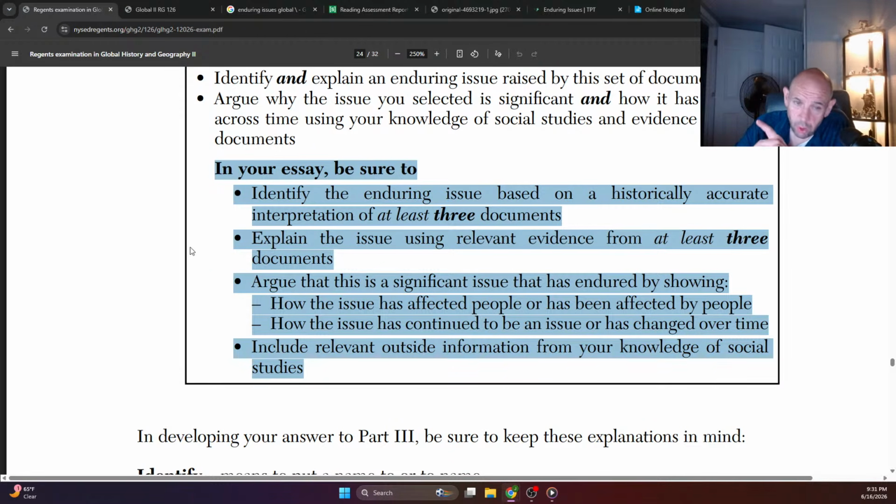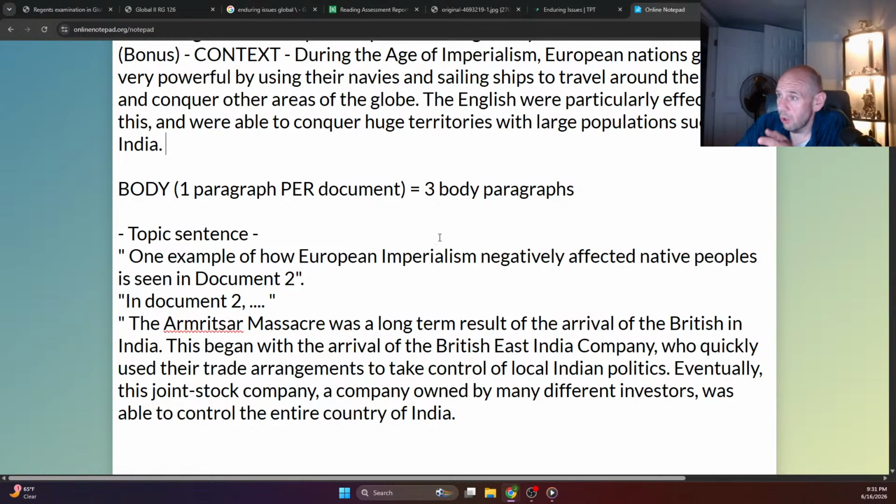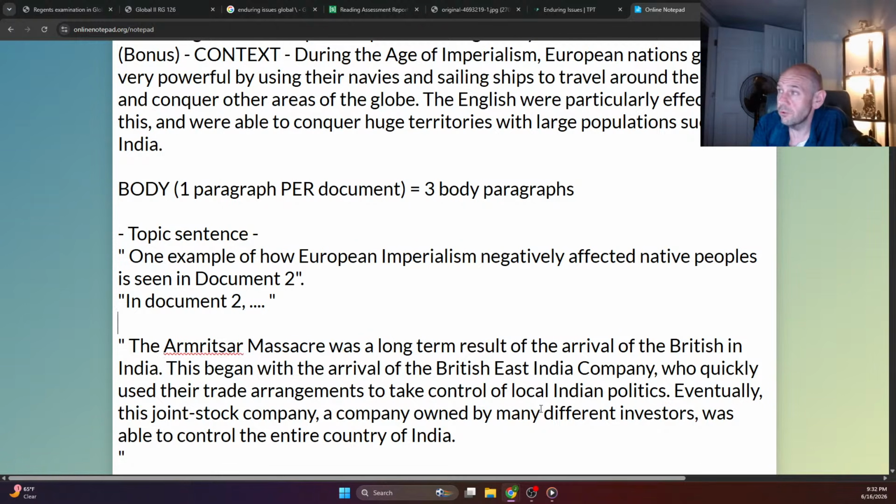Now, you'll see the word argue here. In these paragraphs, you're going to have to put in an argument. The place to put in an argument is going to be somewhere in the body paragraph. For each document, each body paragraph will have something like, you put your outside information there, and you could put your argument either way. You could put it before your outside information, or you could put it after. It doesn't really matter. I'll put it before for a second.